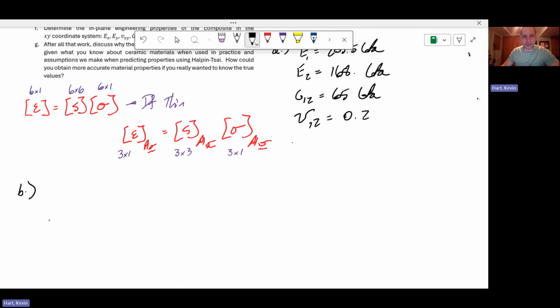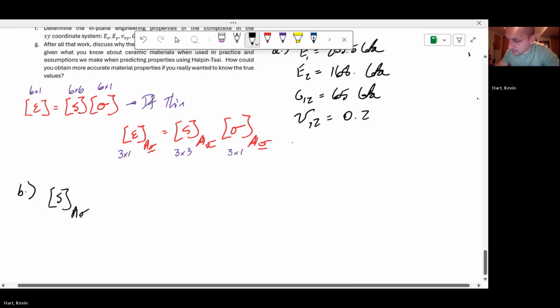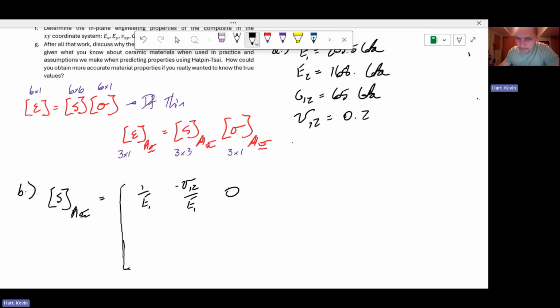There are a couple of different ways to do this. I think the easiest way, since we have the material properties, is to just use the equations for the compliance matrix given engineering properties straight away. For plane stress, you can calculate the compliance matrix. This is in your equation sheet as well. This is 1 on E1. This is negative nu12 on E1 and 0. Negative nu12 on E1. This is 1 on E2. This is the 2,2 entry. 0, 0, 0, 1 on G12. This is populating that matrix.